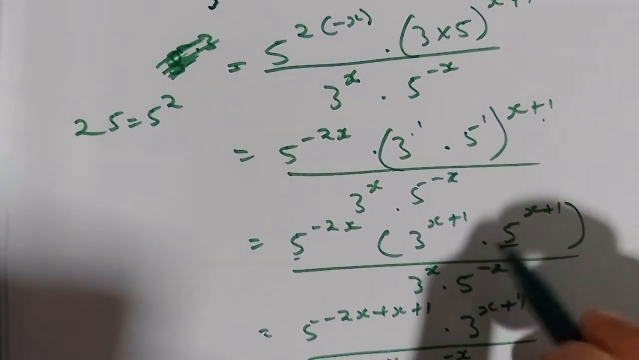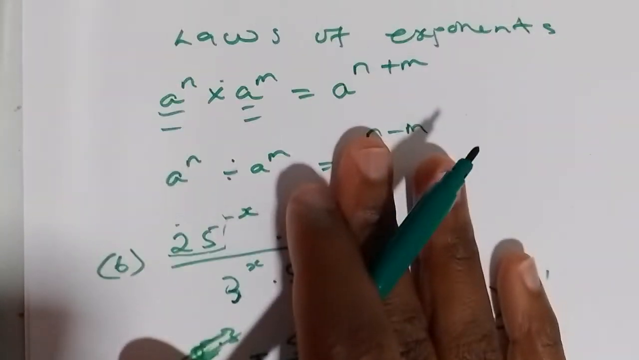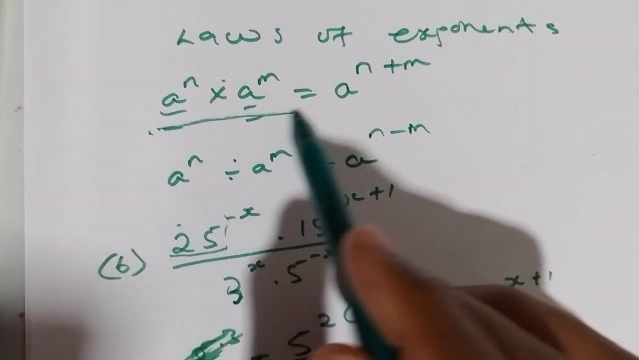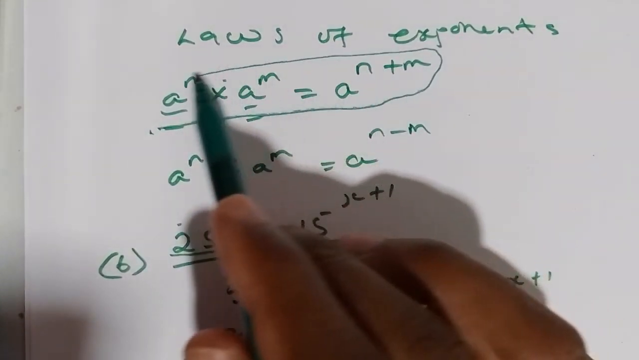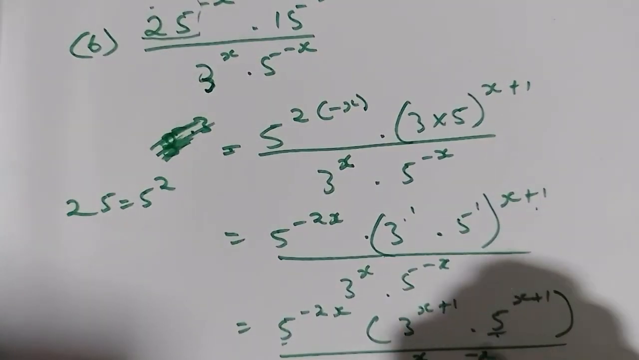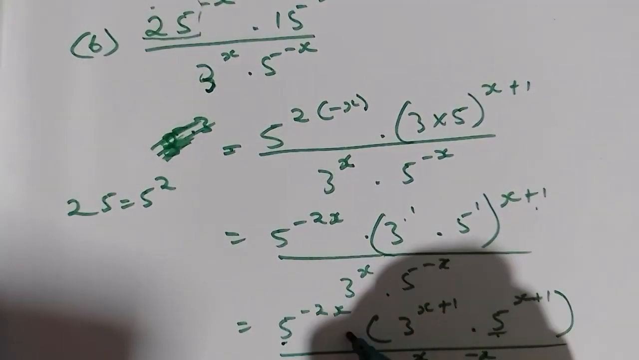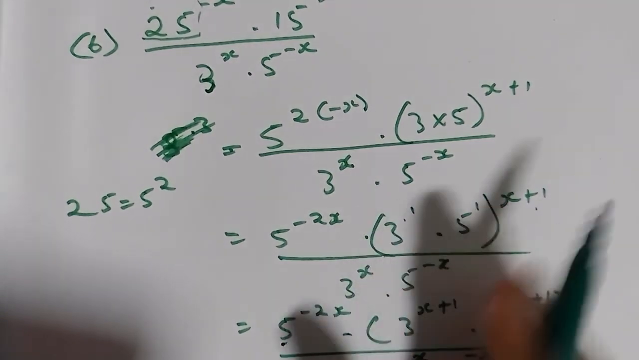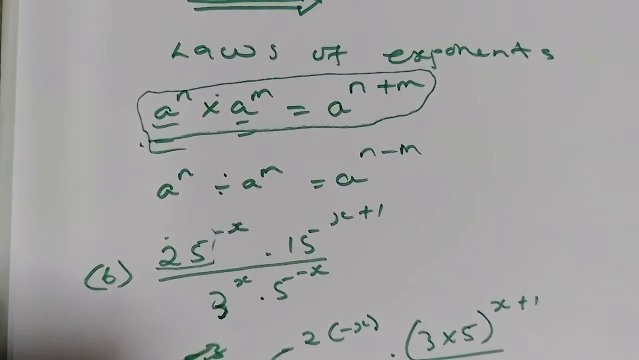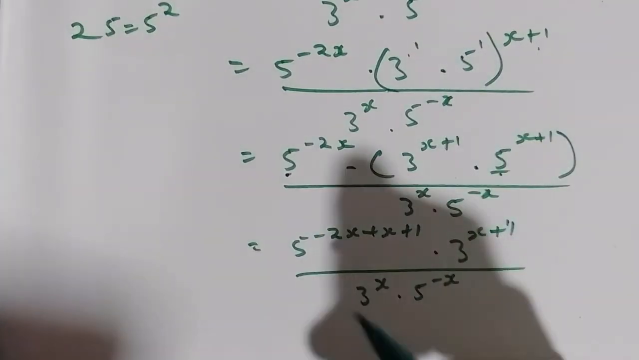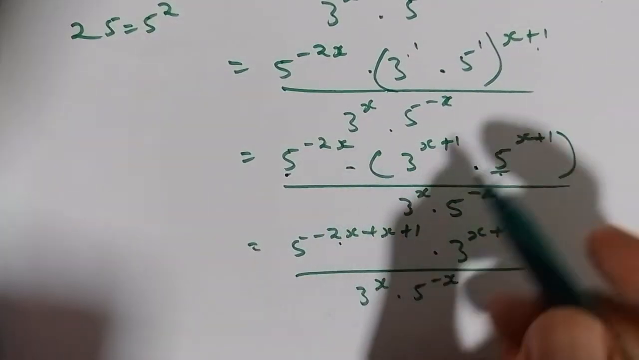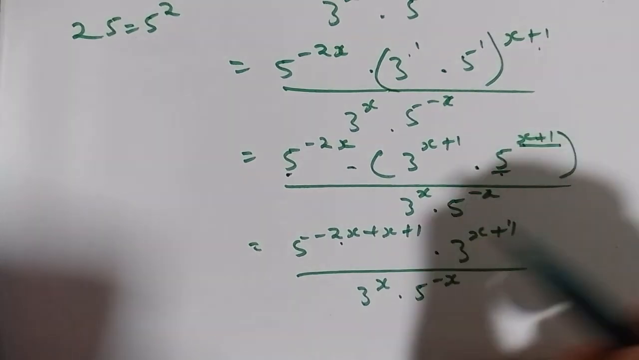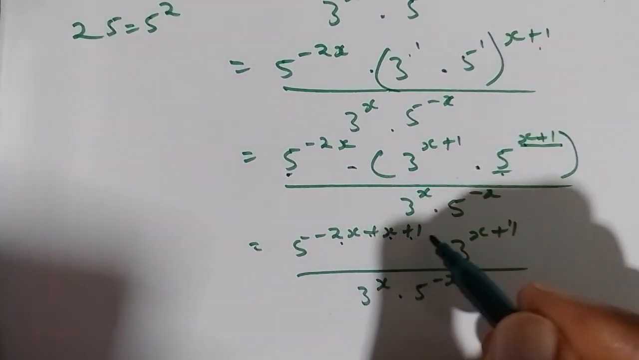Remember here, what did I do? I used this rule that says we have common bases and then we have a multiplication sign. The common bases, we have 5 and 5, then we have a multiplication sign here, right? You can just take 5 and then add the exponents. So what are my exponents? I have minus 2x, and then the other exponents are this one, plus x plus 1, right?